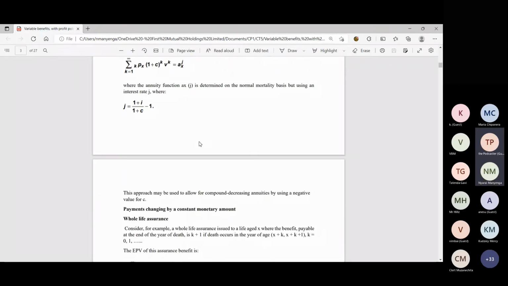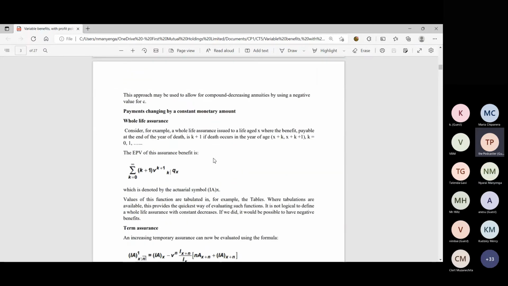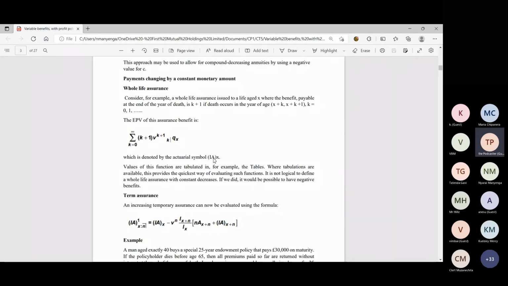So you'll find that this approach, you can also use it for compound decreasing annuities by using a negative value for C. So in terms of payments changing by a constant monetary amount, we'll start by looking at whole life assurance.